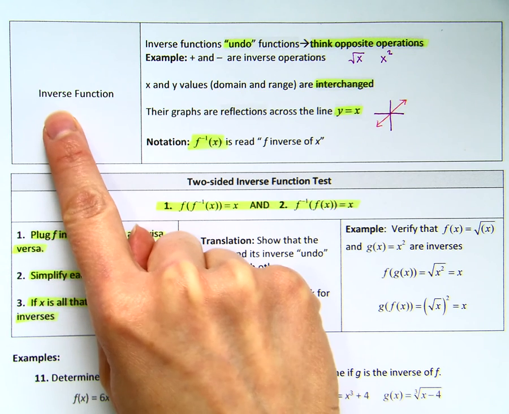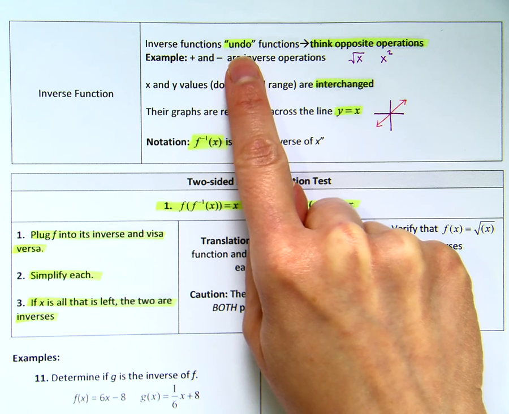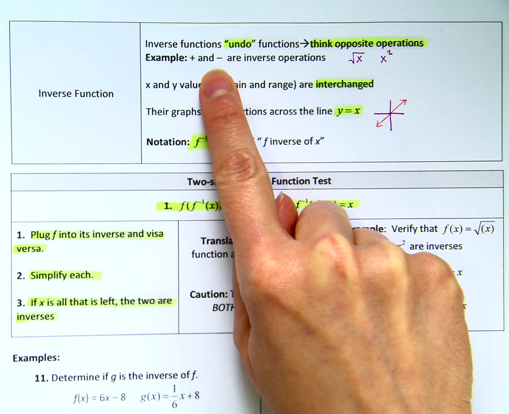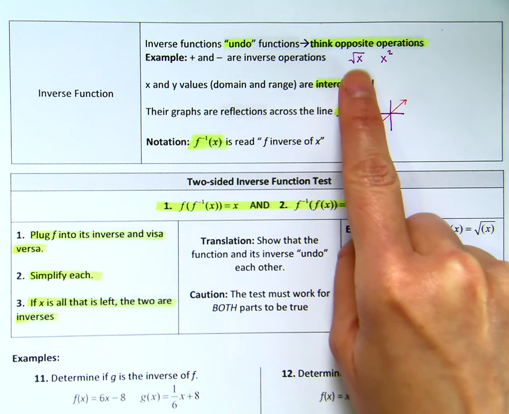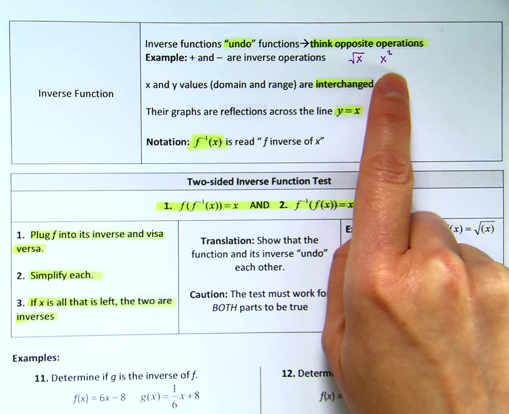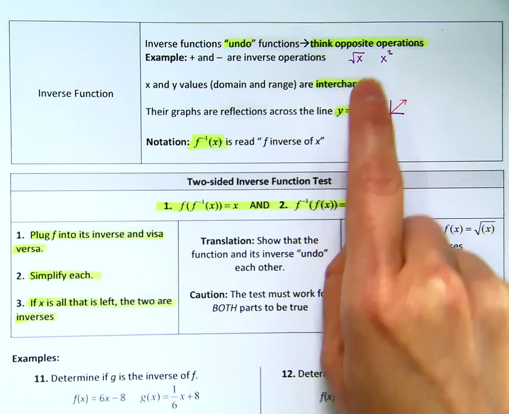Now, what does it mean to be an inverse? Well, an inverse is something that cancels it out. It undoes it. Think opposite operations. Addition and subtraction are opposite operations. Things like the square root of x and x squared are opposite. They cancel each other out. These are examples of inverse functions.